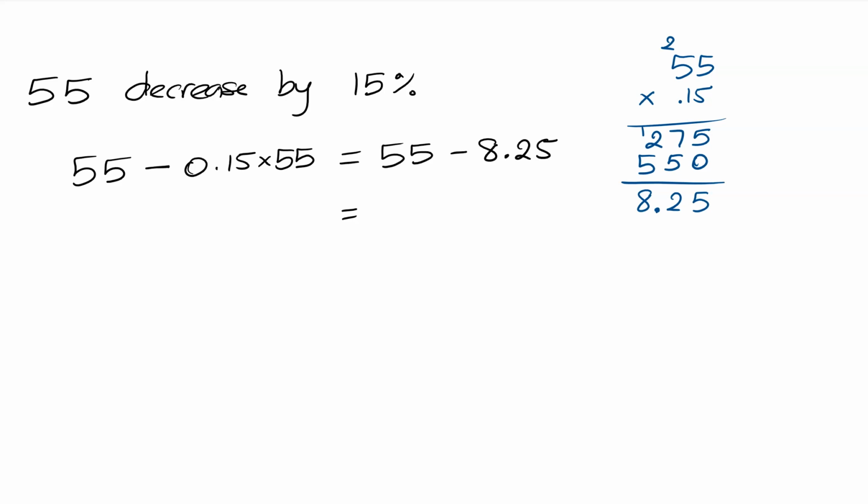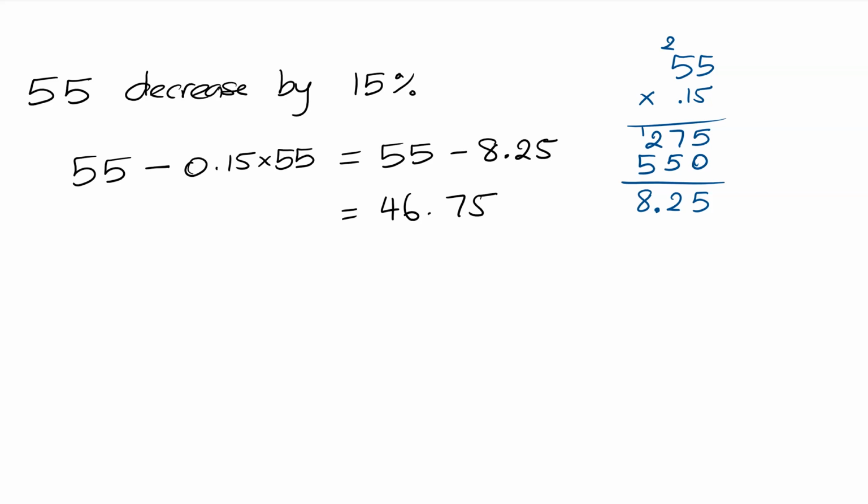And therefore, when we decrease that by 8.25, we subtract. We subtract 8, we're looking at 47, and then we minus 0.25, so we're looking at 46.75 when we subtract that. When we subtract it, 46.75 is what we get. Well, let's look at one more example.